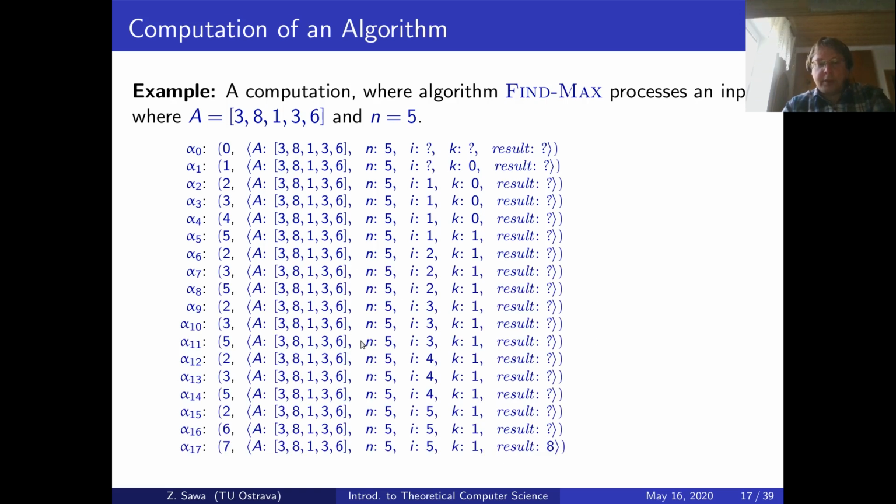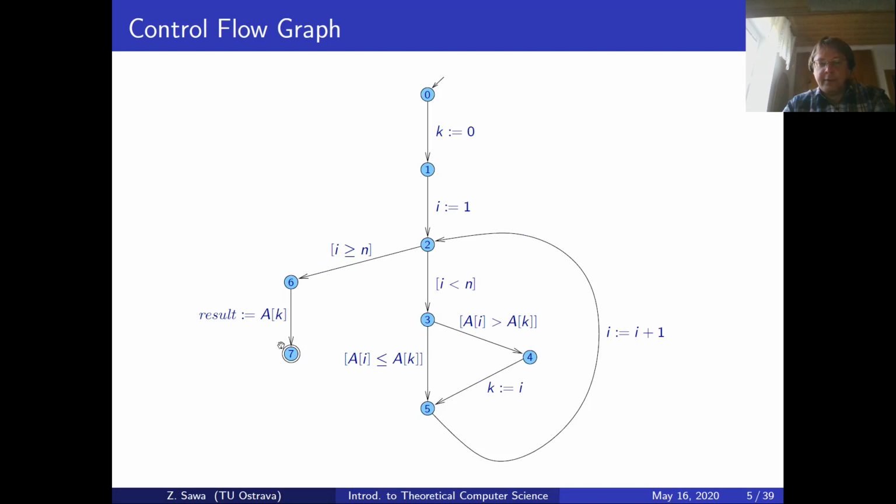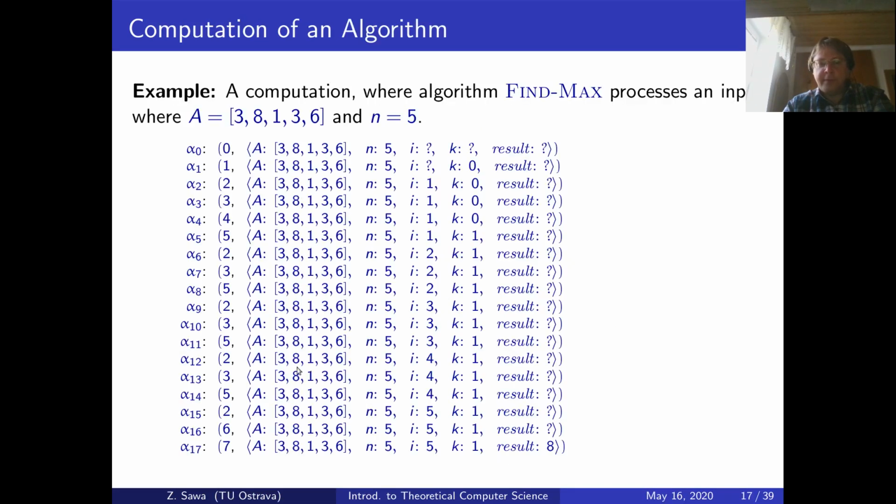The computation ends in this final configuration where the control state is this final control state 7. So the algorithm has halted, and the content of memory is like this. The output value is stored in this variable result.